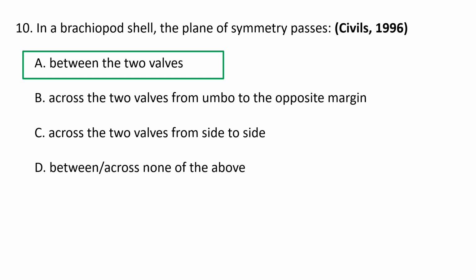So in a brachiopod shell, the plane of symmetry passes between the two walls. That means brachiopods are equilateral. This means the top and bottom shells of the animals are mirror images of each other. So A is the correct answer.